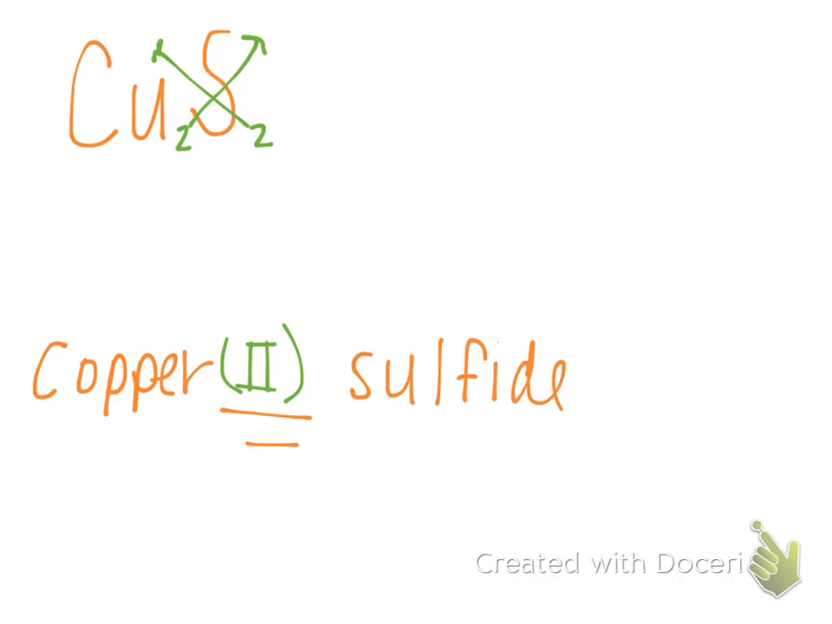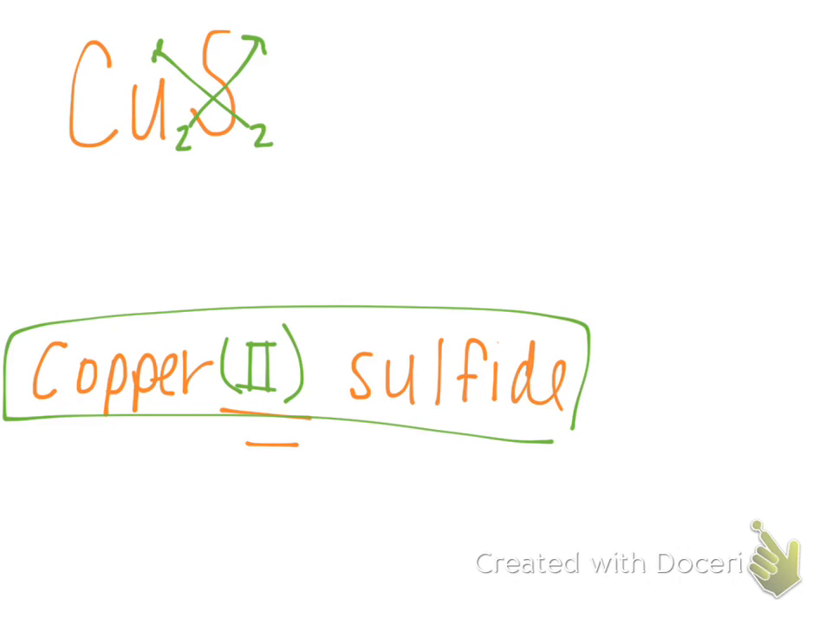Okay? We feel a little bit better or not so much yet? Not yet? Okay. We'll get there. So our final written version was copper 2 sulfide. Okay. Let's try and look here at iron this time. Fe3N2.